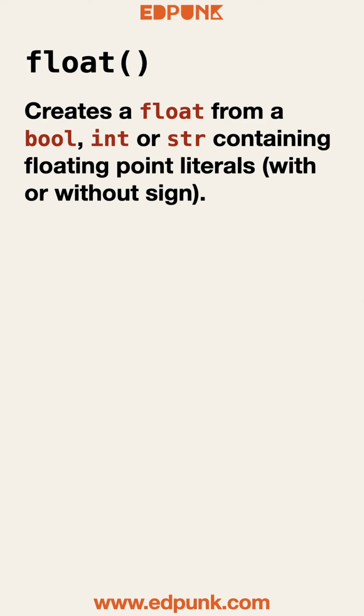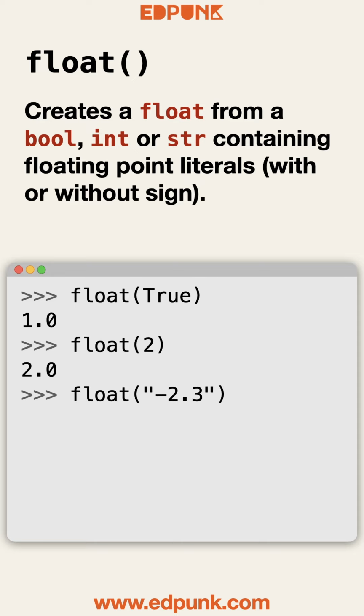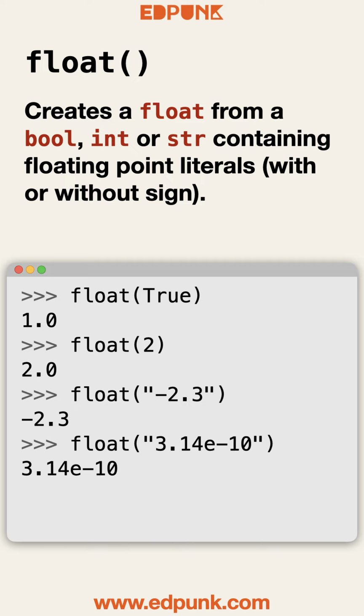The function float can be used to convert any boolean, integer, or a string containing floating point literals into a floating point number. For example, the boolean value true is converted into the corresponding real number 1.0. An integer is converted to a real number with fractional part as 0. Strings containing floating point literals are also converted into the corresponding floating point numbers as shown here for -2.3, 3.14e-10, and 10.